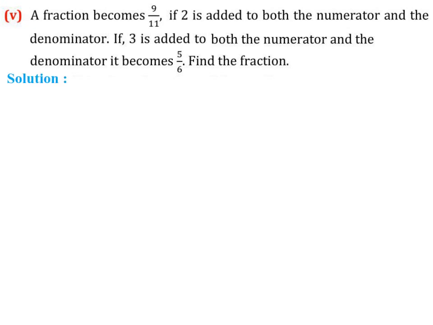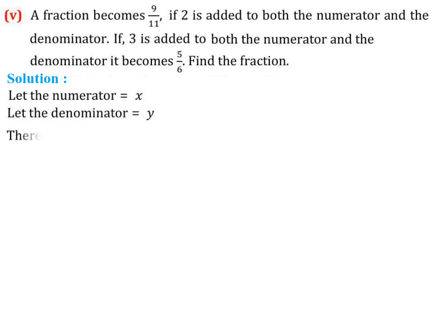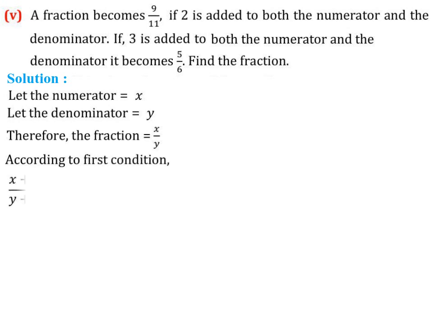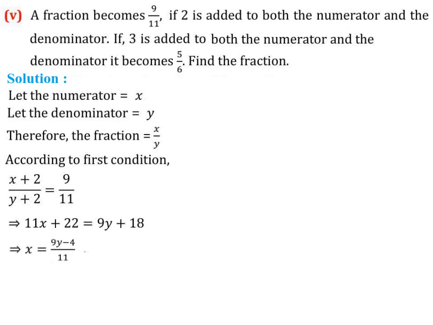So now for the solution, let us assume the numerator be x and the denominator be y. Therefore the fraction is x by y. Now the first equation: if 2 is added to both, I can say (x plus 2) divided by (y plus 2) is equal to 9 by 11. The first condition. After simplifying, I will get 11x plus 22 equals 9y plus 18. So after simplification, I will get x equals (9y minus 4) divided by 11, and that will become my first equation.